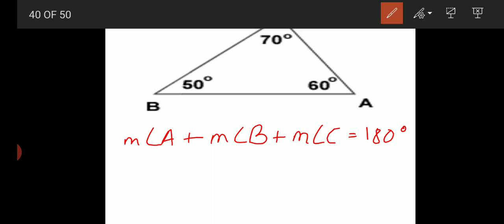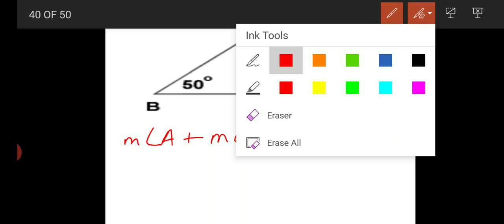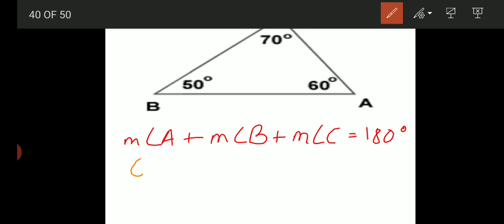Now measure of angle A over here is what? 60 degree. So I just write it below A, plus measure of angle B given to you is 50 degree, right? Plus measure of angle C given to you is 70 degree. Now when you add up all these values, children, 60, 50 and 70 degree, you will notice that all these three angle measurements come up to 180 degree.